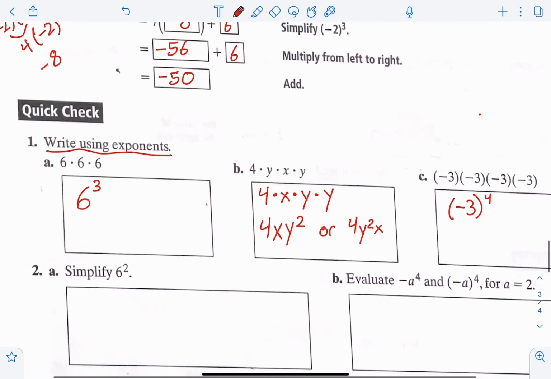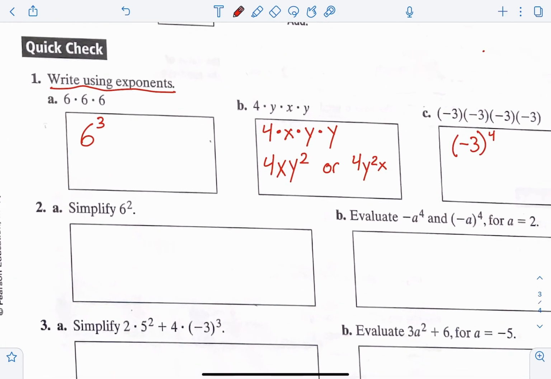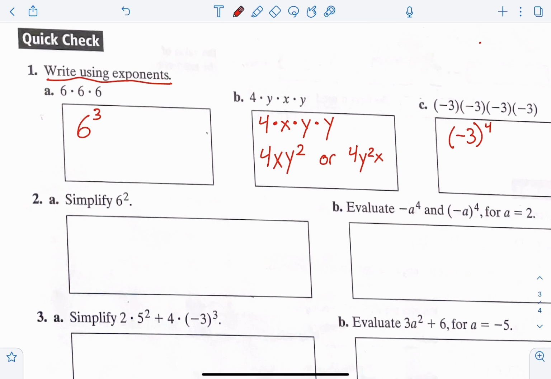All right. So you're going to pause the video right here, and you're going to do simplify 6 to the 2. Remember that simplify means do the math. So how would I break down 6 to the 2 and write it like something like this? And then what would my answer be? So pause your video and try that.